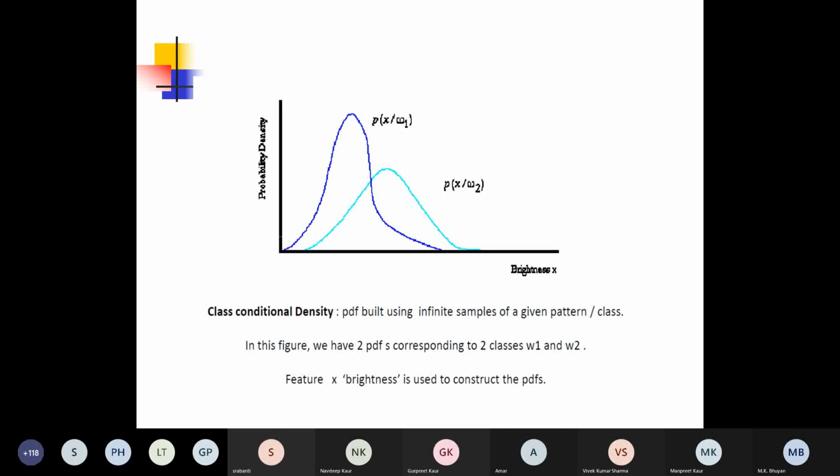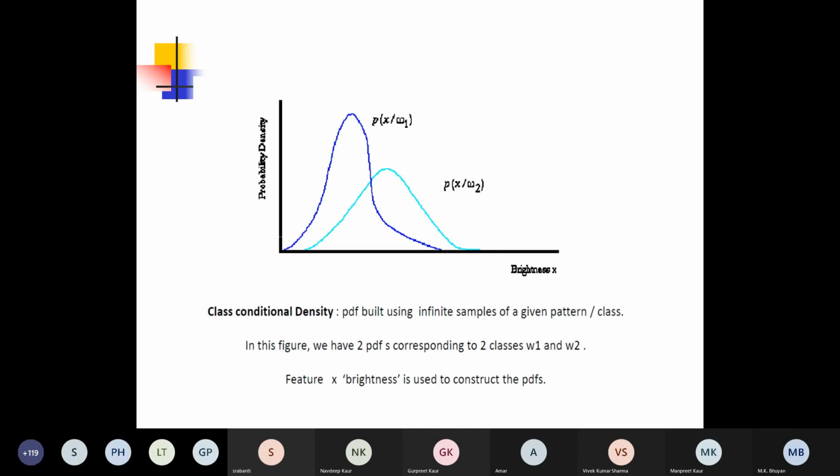And for this, we have to estimate the parameters. So that is called the parametric estimation. So we can apply the maximum likelihood estimation or the Bayesian estimation. In case of the non-parametric methods, we can consider the Parzen window technique or maybe the K nearest neighbor techniques.